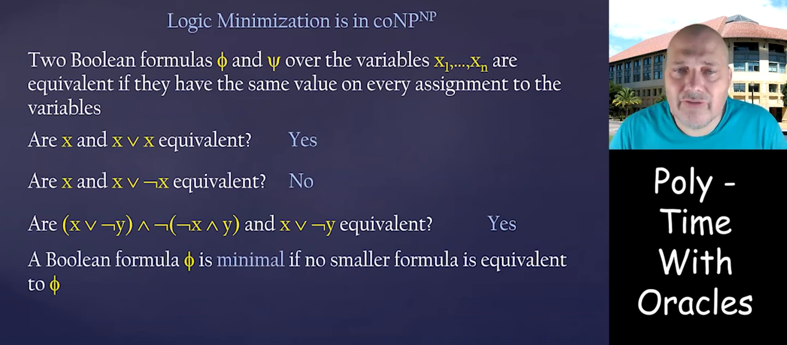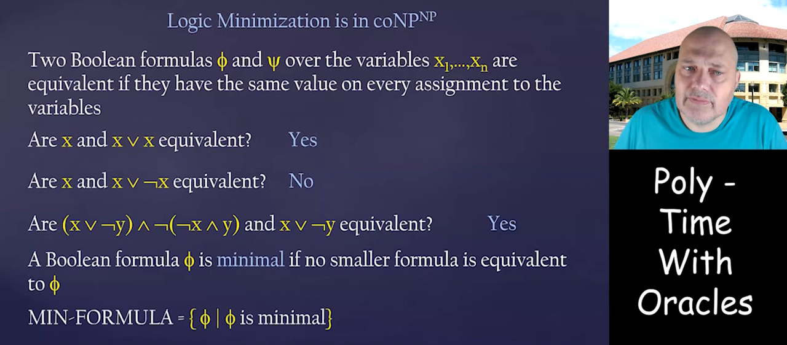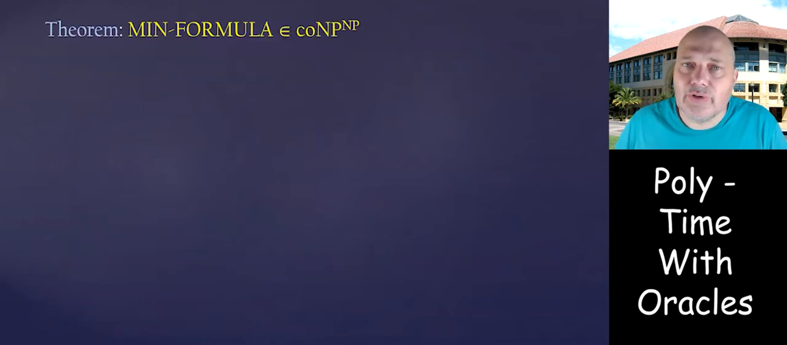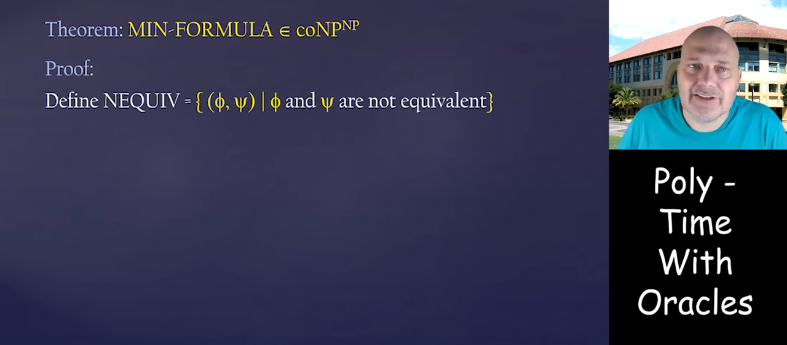The Boolean formula phi is minimal if there is no smaller formula that is equivalent to phi. So this allows us to define this notion of MIN-FORMULA, which are all the formulas that are minimal. We're going to argue that MIN-FORMULA is in coNP to the NP. We cannot show that it is not in anything simpler, because we don't know that. For example, if P equals NP, all of them are in P, but that's what we know. So naturally it's in this class.